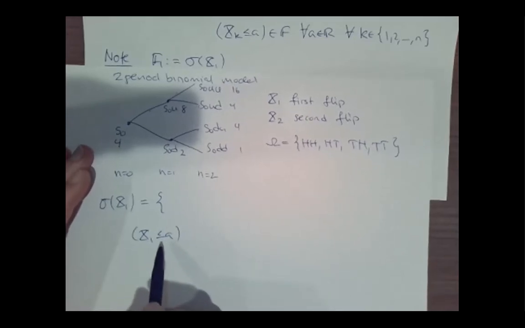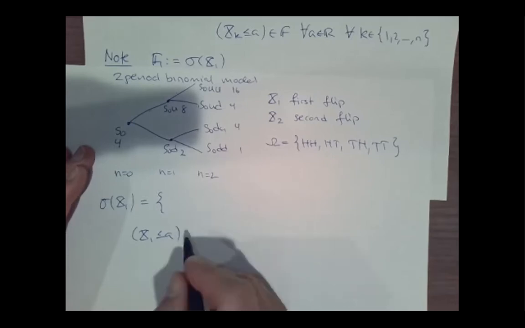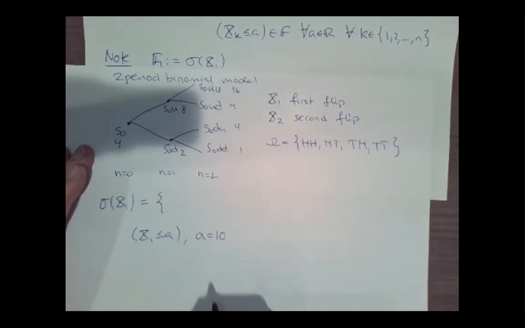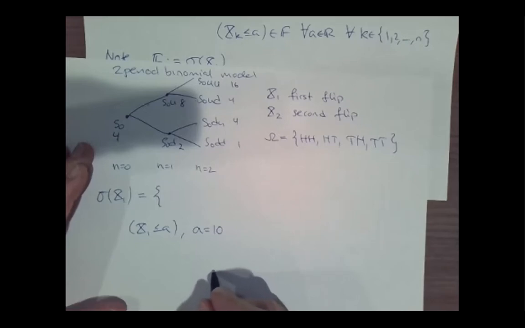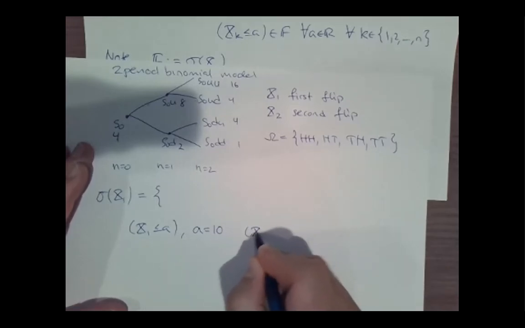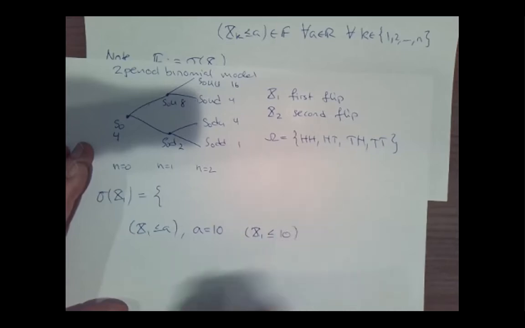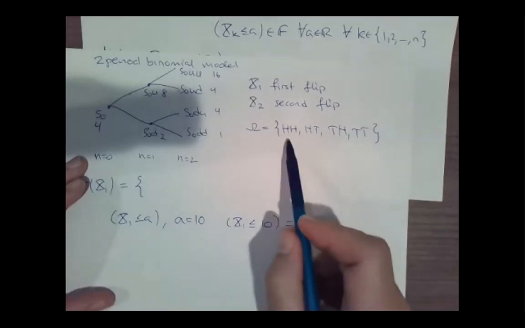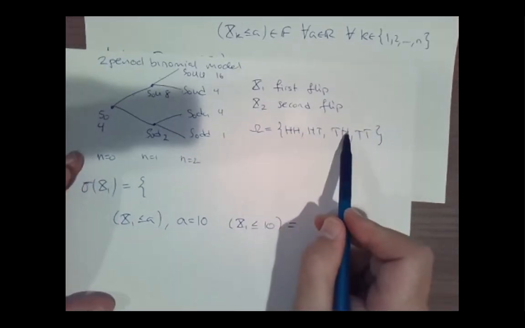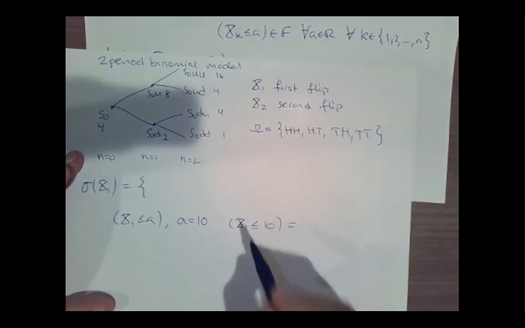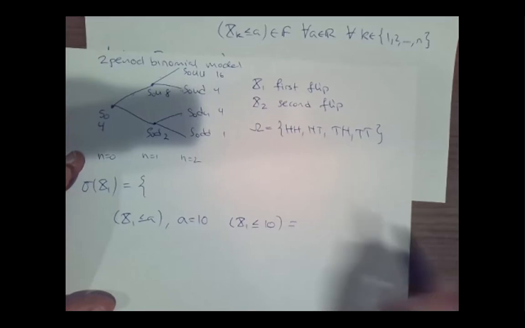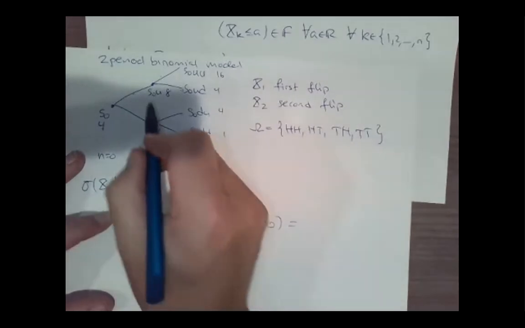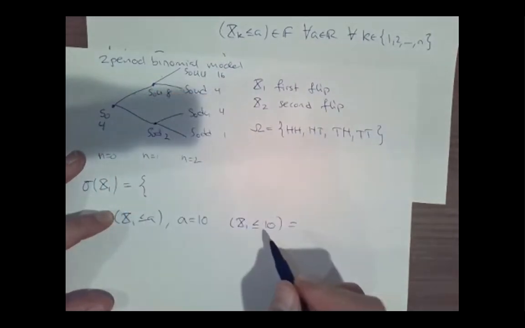So let's try to work out some examples. I need to look at these sets, right? So let's take A equal to 10. What is the set x1 less than or equal to 10? What points in my omega will give me a value of x1 that is less than 10? Well, okay, so this here is my x1, so this is 8.